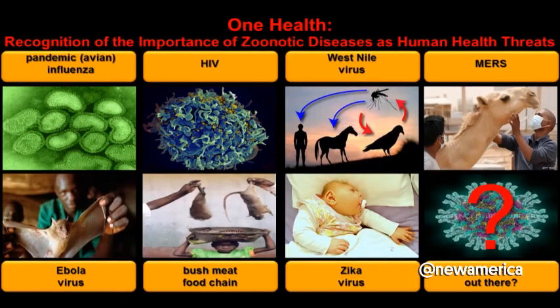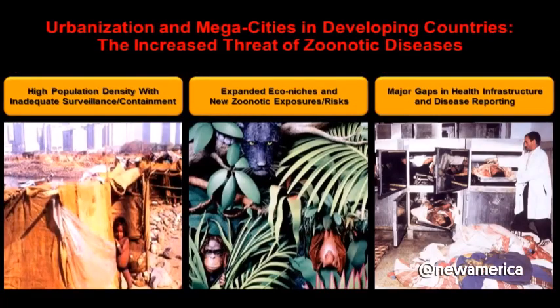Zoonoses are the biggest single challenge we face, not just pandemic flu. HIV had its origins in monkeys and primates. West Nile, a complex interplay between animals. MERS in the Middle East. Ebola, probably the primary vector and reservoir source is bats. A huge bushmeat food chain in Africa. And of course, the tragedy that we're seeing now unfolding courtesy of Zika with microcephalic children. Bottom line is what's out there.